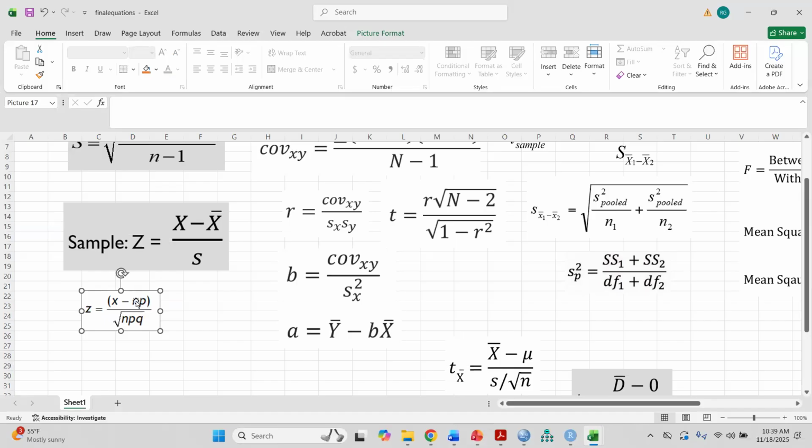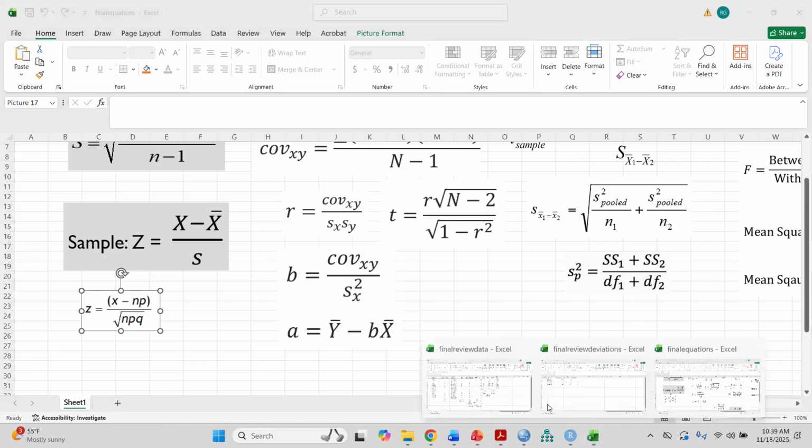minus the expected number of people, which is the number of trials, or the number of people in the room, times the probability of them being left-handed, and then divided by the square root of the number of people total times the probability of success times the probability of failure. In this case, probability of success is the probability of being left-handed. Probability of failure is the probability of being right-handed.